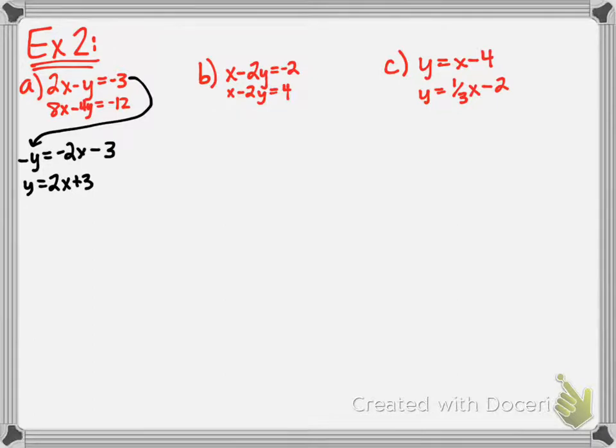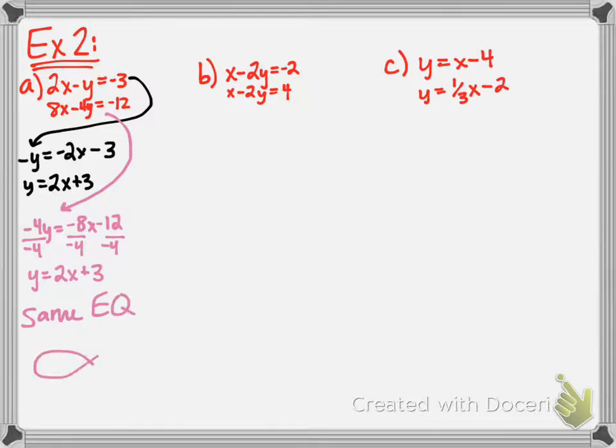First, I minus 2x from both sides to get negative y by itself, but respecting the negative that was still there. So I have to divide everything by -1, or times by -1. And I get y equals 2x plus 3. Okay, and so now let's work with the second equation. First of all, I minused 8x from both sides. I was left with -4y equals -8x minus 12. Divide everything by -4. And then we see that, oh, they're the same exact equation. So the answer is infinitely many.